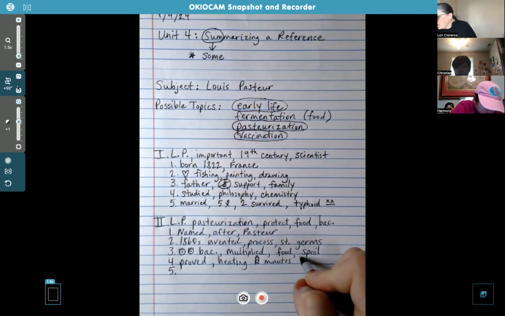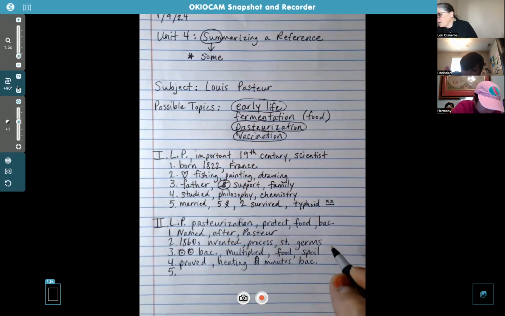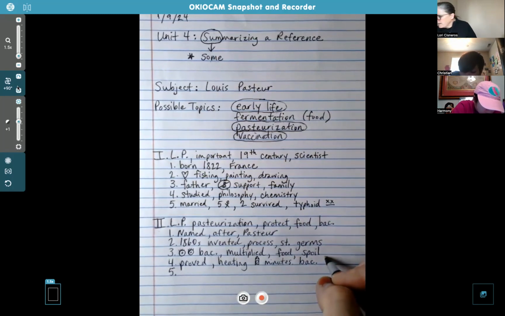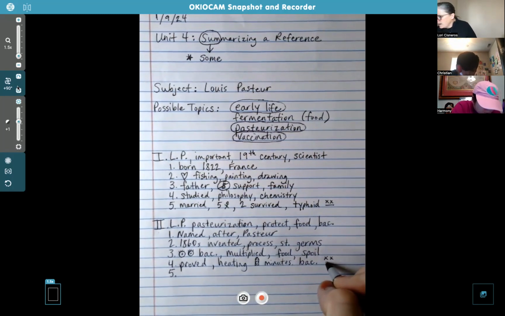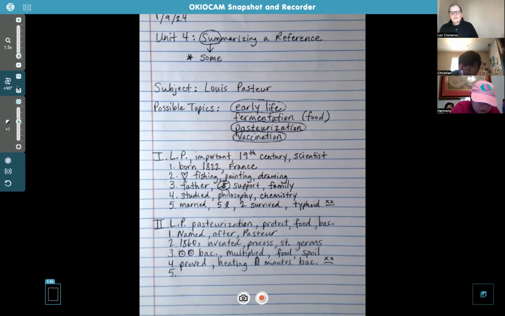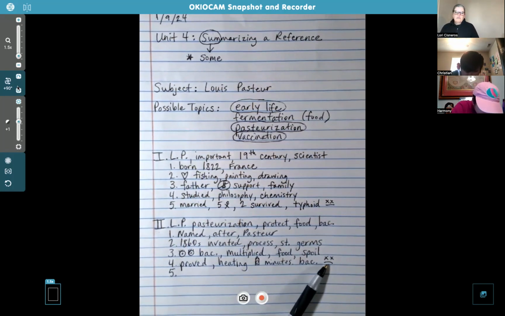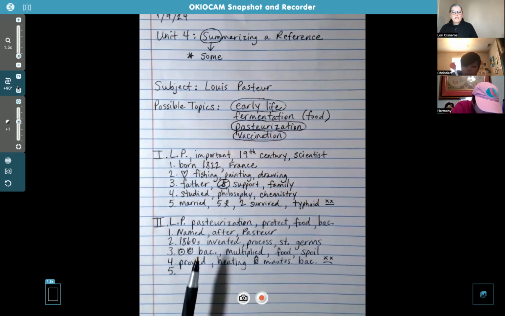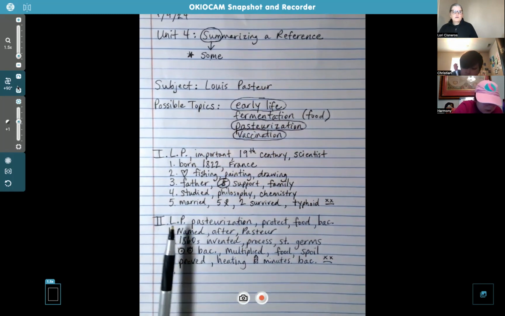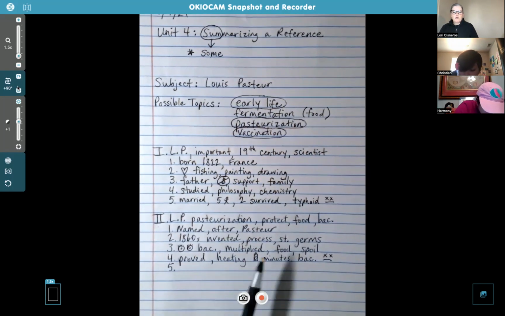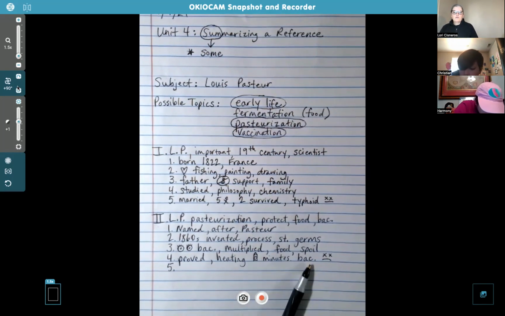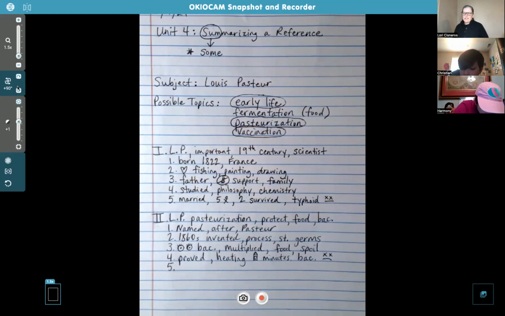And then maybe we could put bacteria killed. Maybe we could do, have you guys ever done this with the eyes? Like dead, that represents dead or killed. So maybe proved. So he proved, LP, Louis Pasteur proved that heating milk for a few minutes can kill bacteria. It does say cooling it again. So if you want to add that in your paper when you go to write, you can.